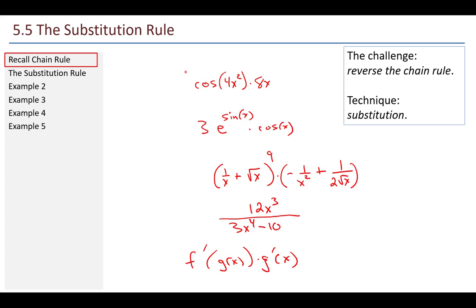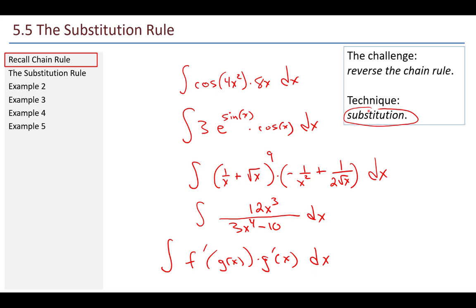Suppose that we are given indefinite integral problems. These look kind of messy. But if these were the types of problems that were given to us, and we didn't know the original functions where they came from, how could we recover the original function that I took the derivative of? And that's what substitution is all about. It's a step-by-step process for helping us figure out these antiderivatives.